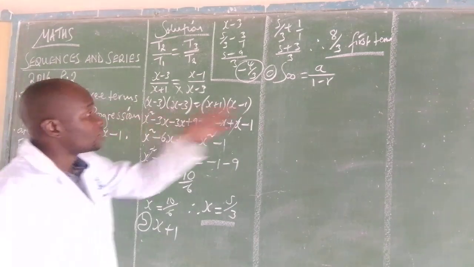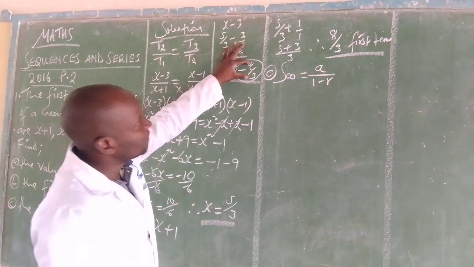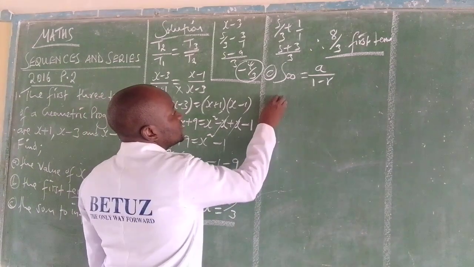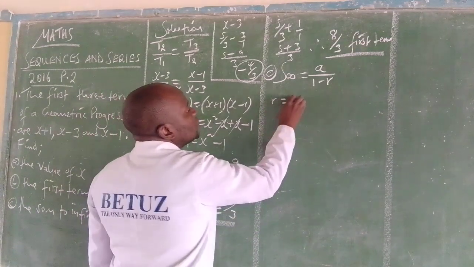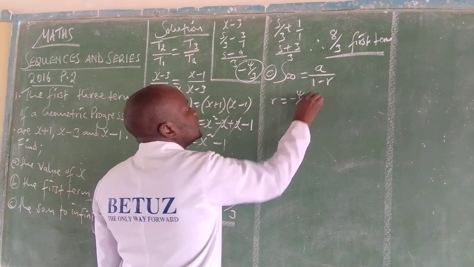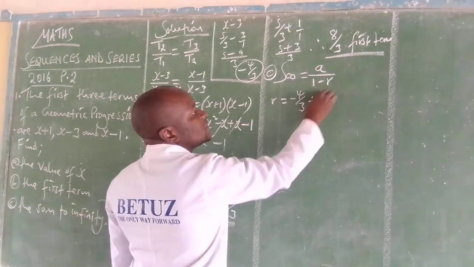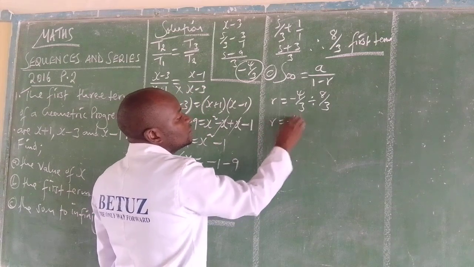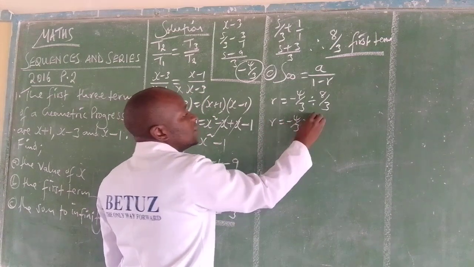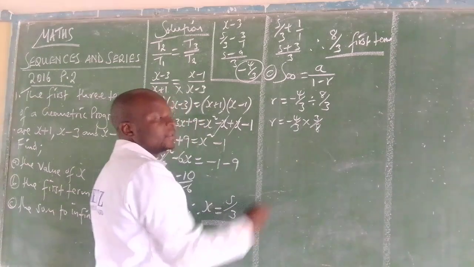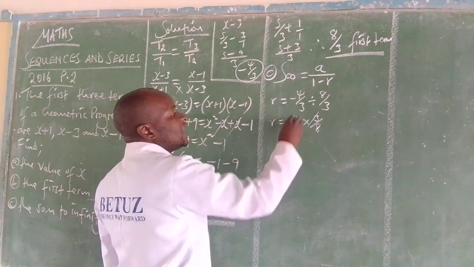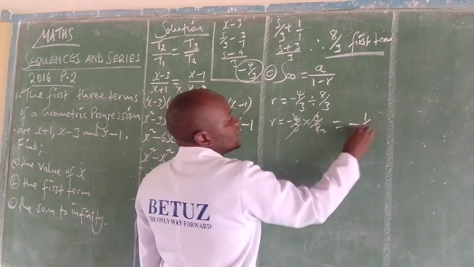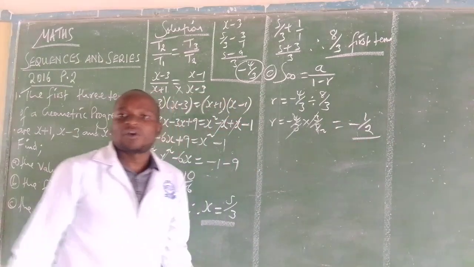Now, to find the common ratio, we use the second term and the first term. The common ratio is equal to negative 4/3 divided by the first term, which is 8/3. So the common ratio equals negative 4/3 multiplied by 3/8. The 3's cancel, 4 into 4 is 1, 4 into 8 is 2. Therefore, the common ratio is negative 1/2. That is our common ratio.